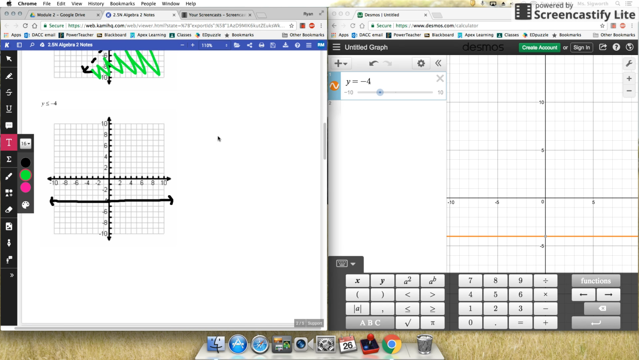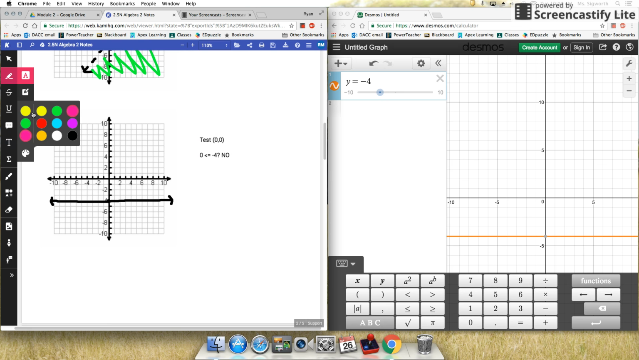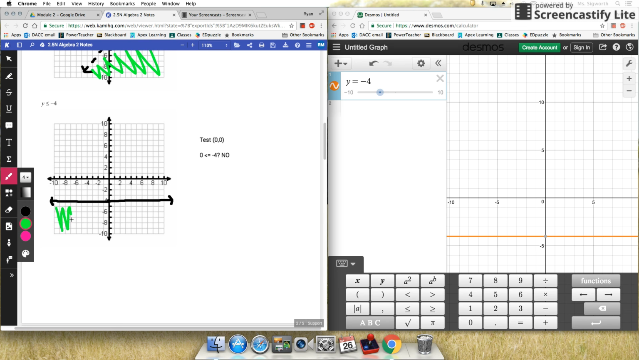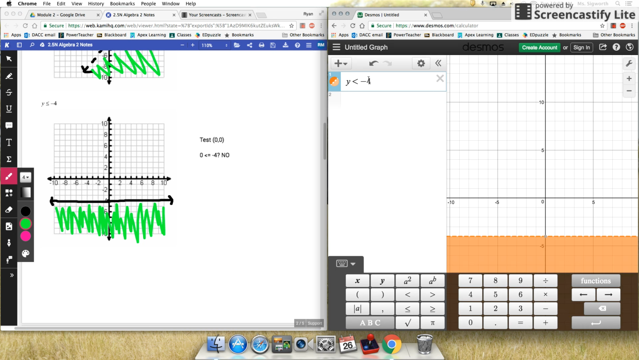Now when we test 0, 0 in this case, we only need the y value. There's no x value. So it's 0 less than or equal to -4. No, 0 is greater than -4. So that means 0, 0 is not in the solution set. All these points down here below the line are, I gotta grab the right tool here. This is the first time I've used this Kami app. Still getting used to it. There we go. All of these, and we can double check that on Desmos. Less than or equal to. There we go.